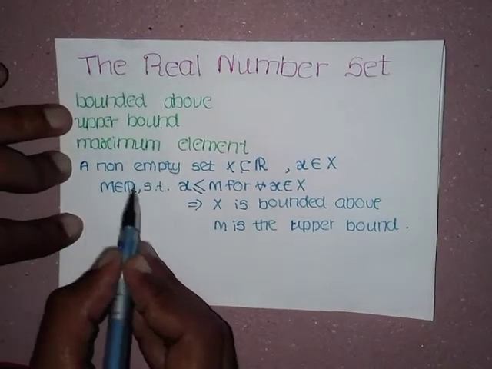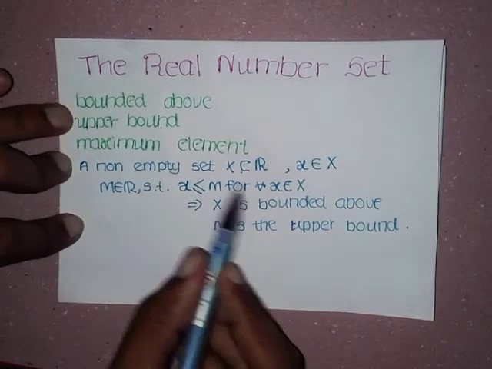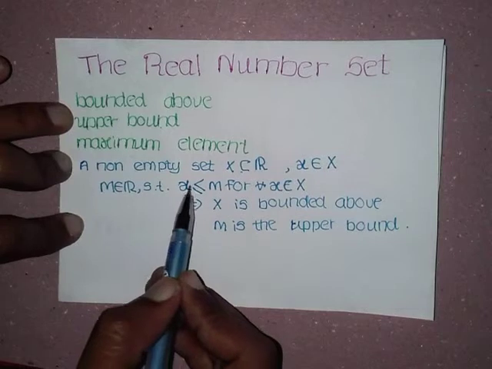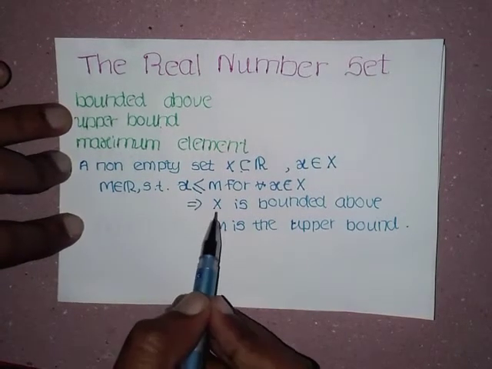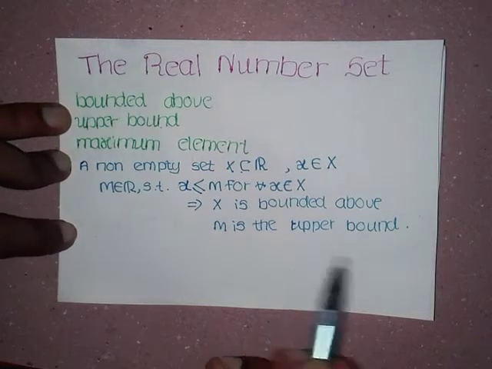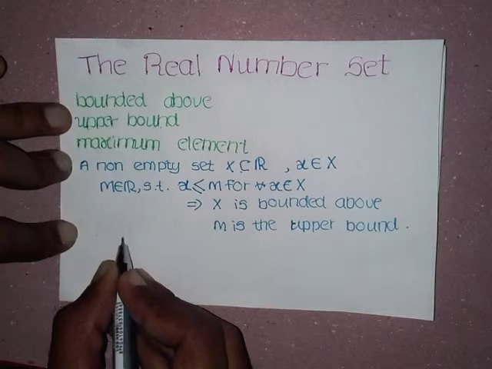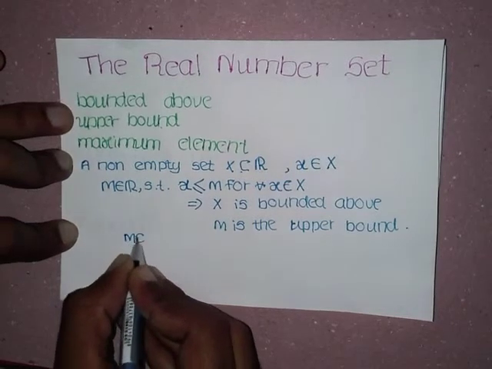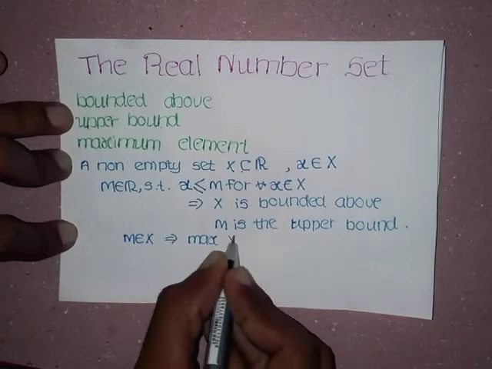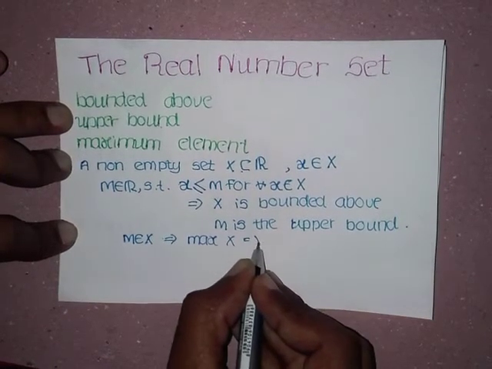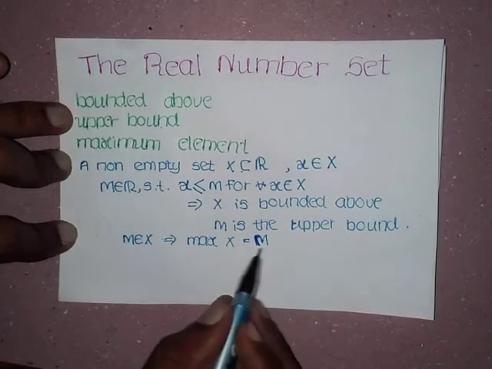There is a real number M such that all the elements of this set X are less than or equal to M. Then we can tell X is bounded above, and M we can call the upper bound. And also, if M belongs to the set X, then we can tell the maximum element of this set is M. We denote it as max X equals M.